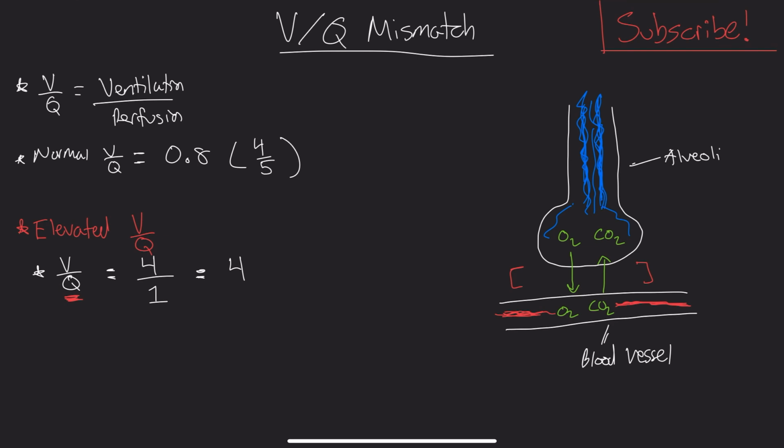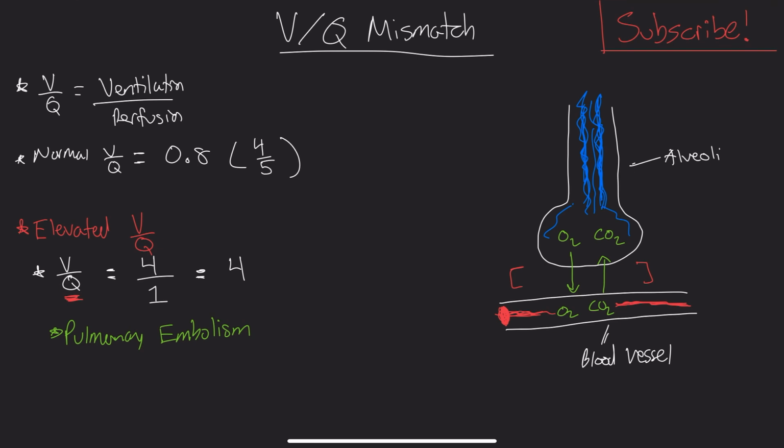So what happened here is we had a decrease in the bottom number of the fraction, which is perfusion. If you think about what can cause a decrease in blood flow, normally, specifically on your exams, this is going to be from pulmonary embolism. Pretty self-explanatory here. You have a decrease in perfusion. So what can that be from? It's just a blood clot.